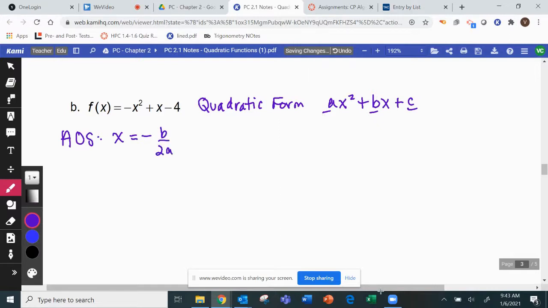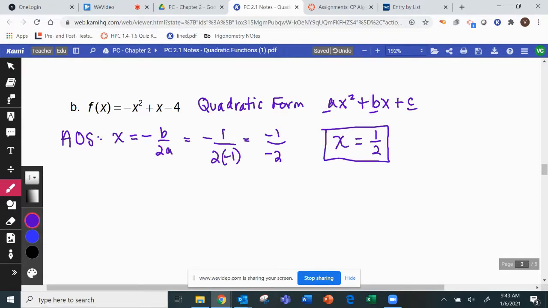So in this equation here, I'm going to do negative, and then I'm going to find my b value, which is a 1, over 2 times my a value, which is a -1. So I get a -1 over a -2, which simplifies to x equals 1/2. So that is the axis of symmetry.